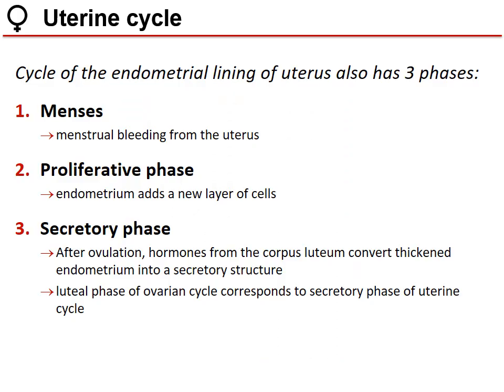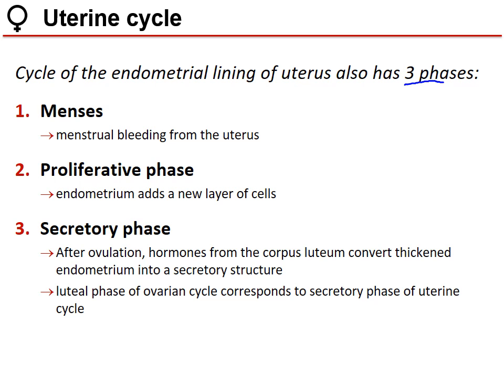The uterine cycle also has 3 phases, and it's important to realize that it's actually the ovarian hormones which are regulating the changes throughout these phases of the uterine cycle. So the ovarian hormones play a very important role, and that's also why, although we look at these 2 cycles independently, we need to remember that they are happening at the same time, and the hormones of the ovarian cycle are controlling the changes happening within the uterine cycle.